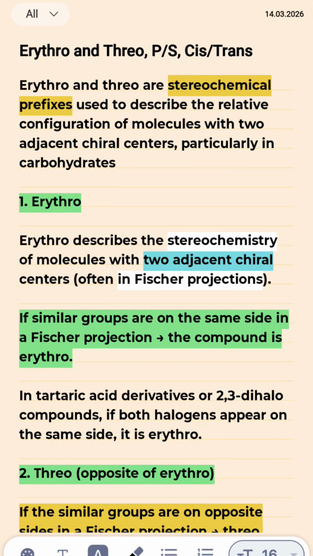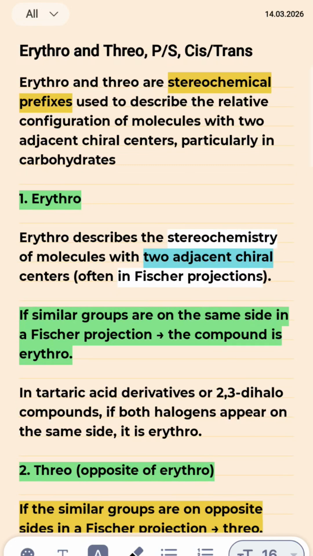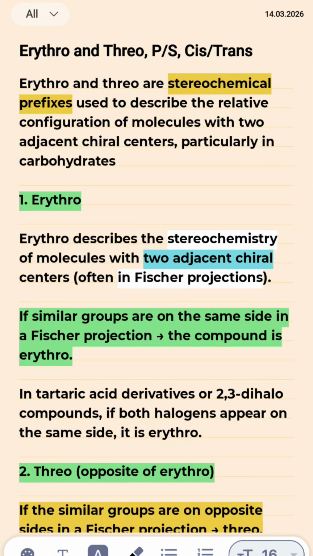Hello everyone. Let us discuss erythro and threo, P/M, cis, trans. What are these? These terms may sound weird, but they are important for competitive exams. Erythro and threo are stereochemical prefixes. They are used to represent a molecule stereochemically, particularly in carbohydrates.